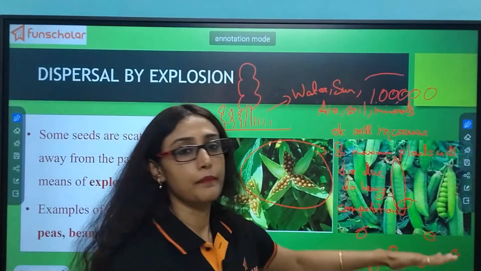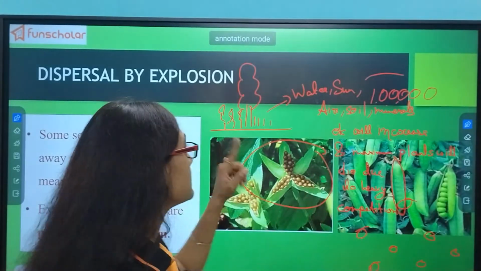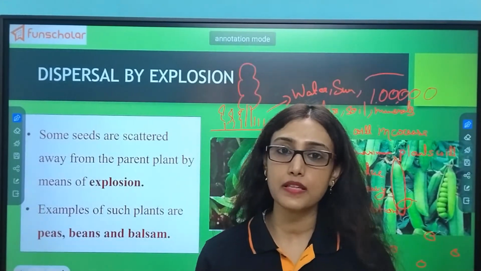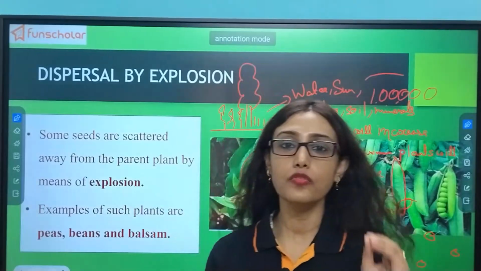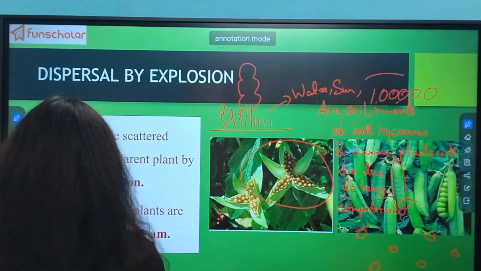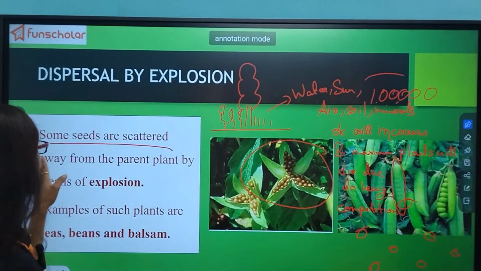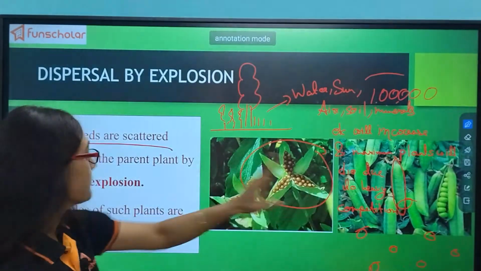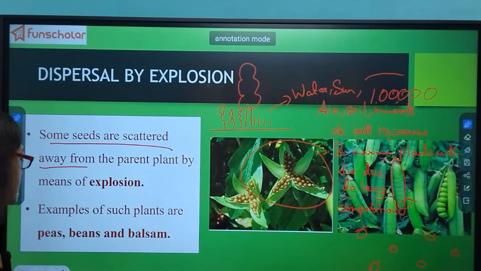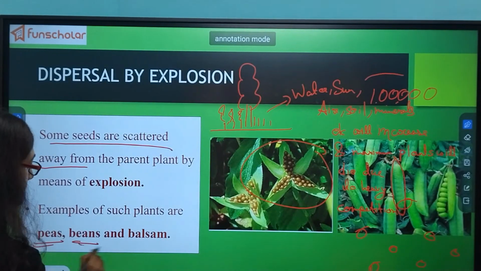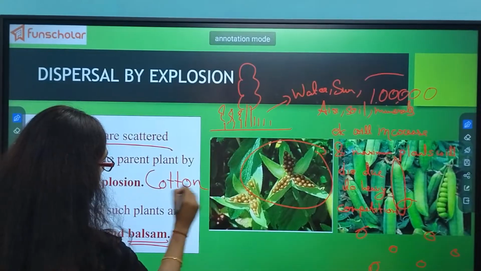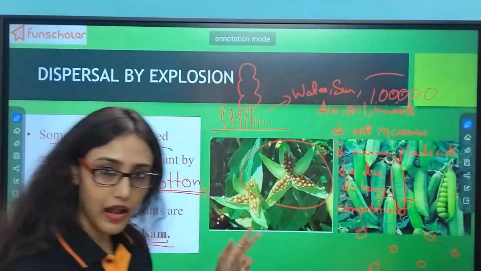To reduce that competition, what has nature done? Nature has created some way so that seeds are dispersed to farther places and they form new plants when conditions are favorable for them. Now see, some seeds are scattered away or fall far away from the parent plant by means of explosion. Examples are peas, beans, balsam, and also cotton plant. Okay.